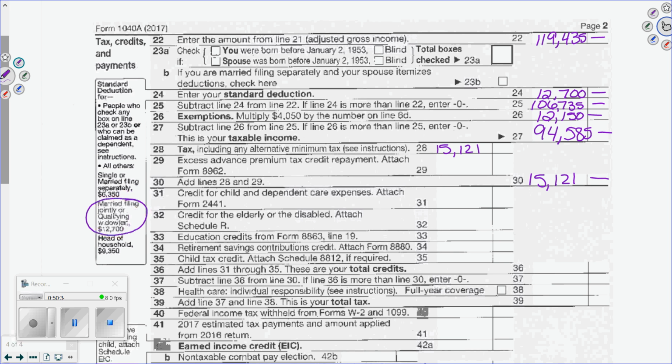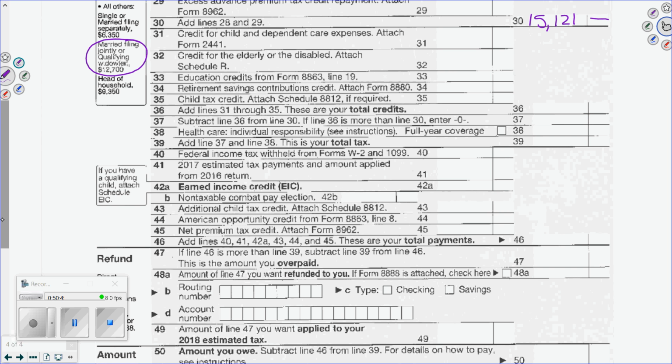All right, so 31, 32, 33, 34, 35, all of that, right? This whole little section off to the side. I'm probably not going to give you anything that falls in there, okay? It's all different things for different scenarios. We probably won't have anything in there. So add lines 31 through 35, nothing. Those are tax credits. What that means is if you qualified for anything in there, they would count that towards money that you've already paid towards your taxes. We're not going to talk about any of that in here.